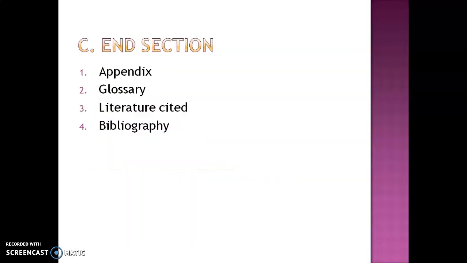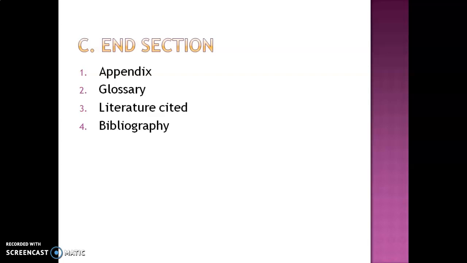Next, we move to the end section, the third part of the research report. We can also call it the reference section. In the end section, we'll have 4 items mainly. The first one is appendix, next one is glossary, then the literature cited and bibliography.